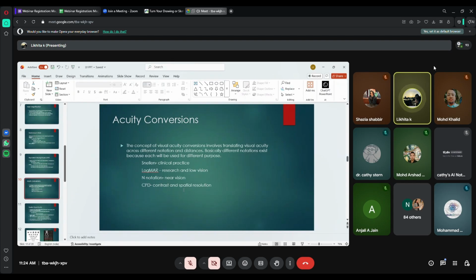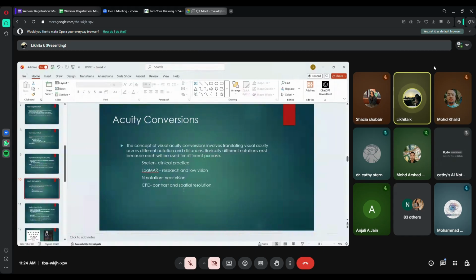So what are equity conversions? Why do we need the equity conversions? As we have different types of equity charts like Snellen, Logmar, and notation for near and CPD, we need the equity conversions, which translate the visual equity across different notations and in different distances. Each and every equity is used for different purposes.